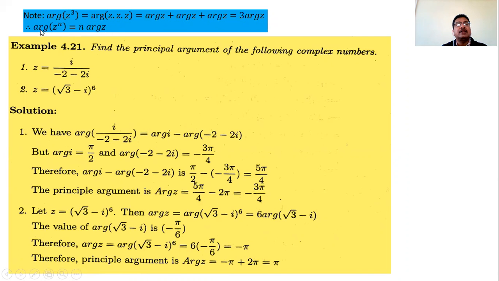Similar to logarithmic function. Log of a raised to n is n into log a, like that. So this argument behaves like a logarithmic function.